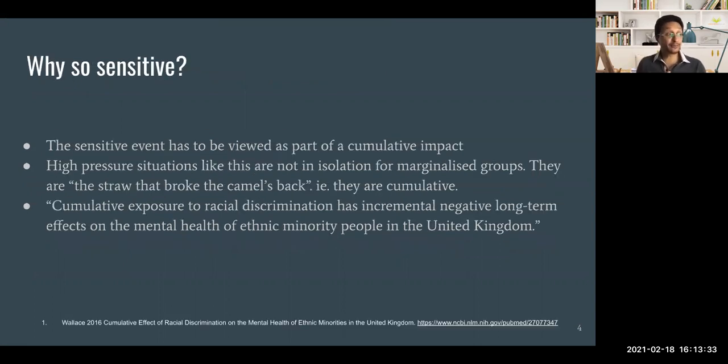And the reason I want to talk about why I'm so sensitive is that people don't understand that the events viewed have a cumulative impact. They're not in isolation for marginalized groups. They're the straw that broke the camel's back. Every time you get exposed to something, it's a trigger for all the other things that have happened. There's research showing that cumulative exposure to racial discrimination has long-term effects on mental health in the United Kingdom, but I think that's more widely applicable.